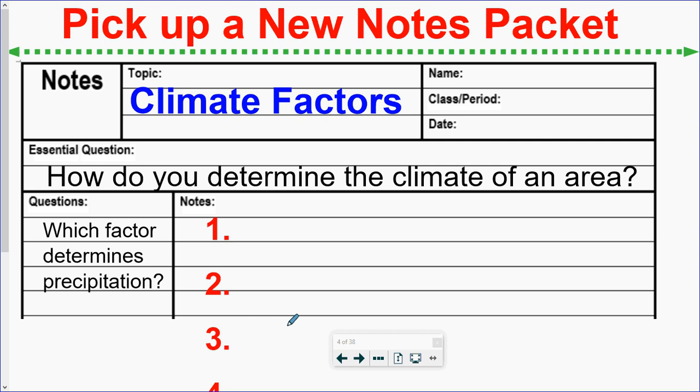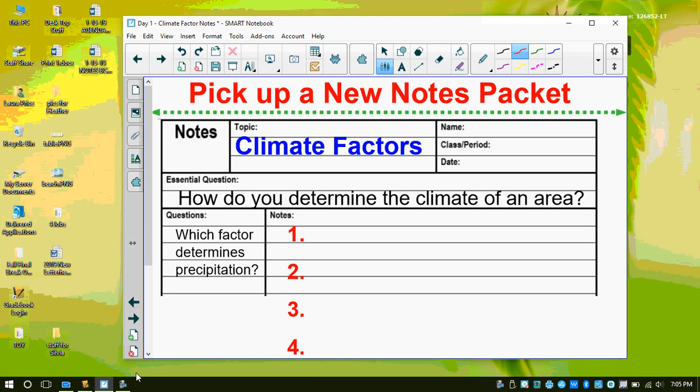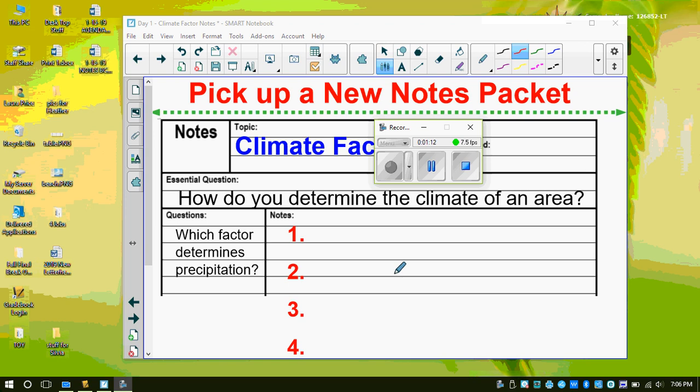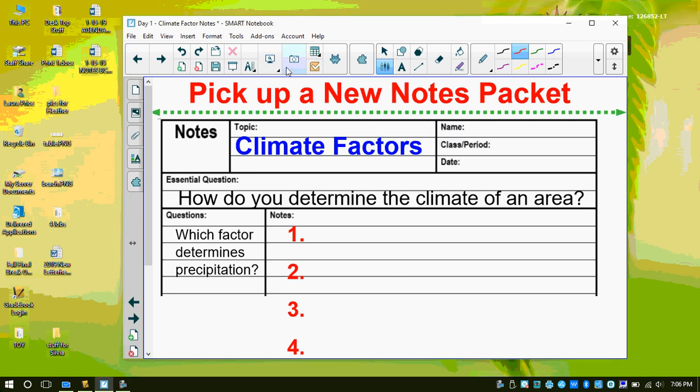You can see all 6 factors are listed in diagram 1 on your notes, so that's nice to have that reference there. And the essential question is, how do you determine the climate of an area? So we're going to walk through the different climate factors and examine how they help guide us to understanding the climates of different regions.